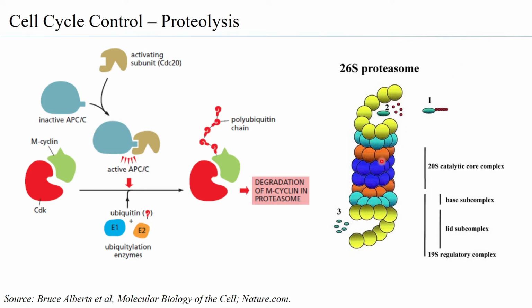So it has two lids. This is one lid and this is the second lid. At this lid, the ubiquitinated substrates are brought. Once it is brought over there, the ubiquitin is released and the protein per se enters the catalytic core. There, the protein gets degraded into smaller peptides and then it is released.